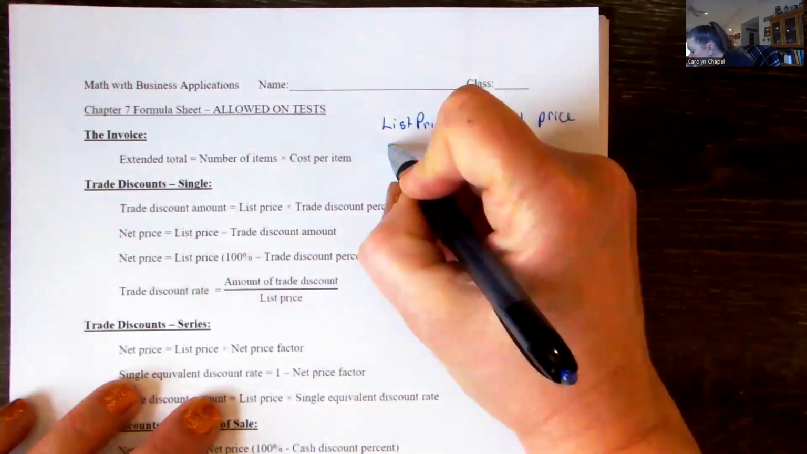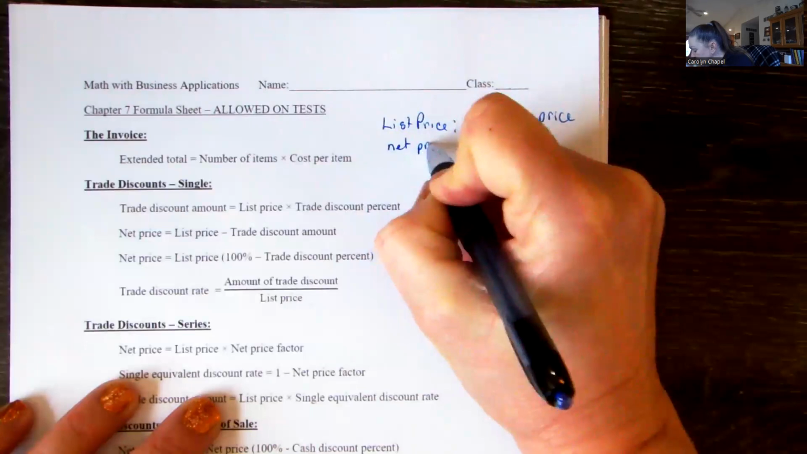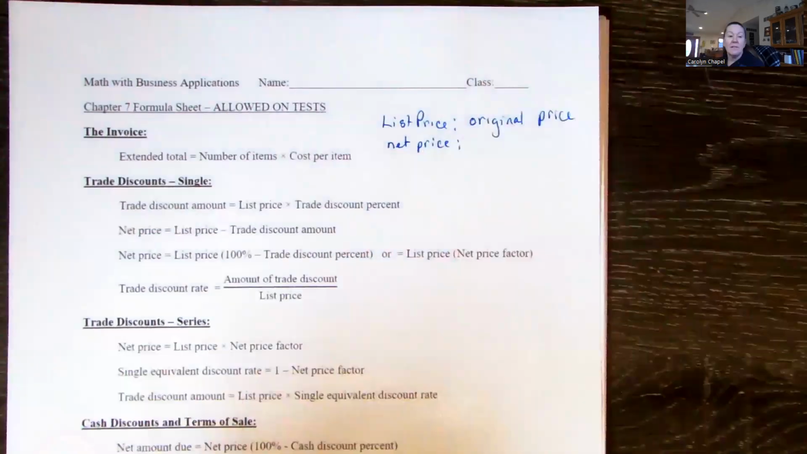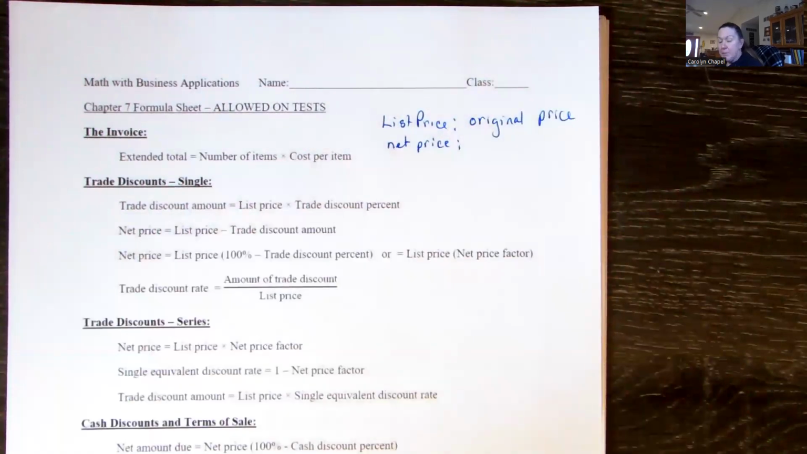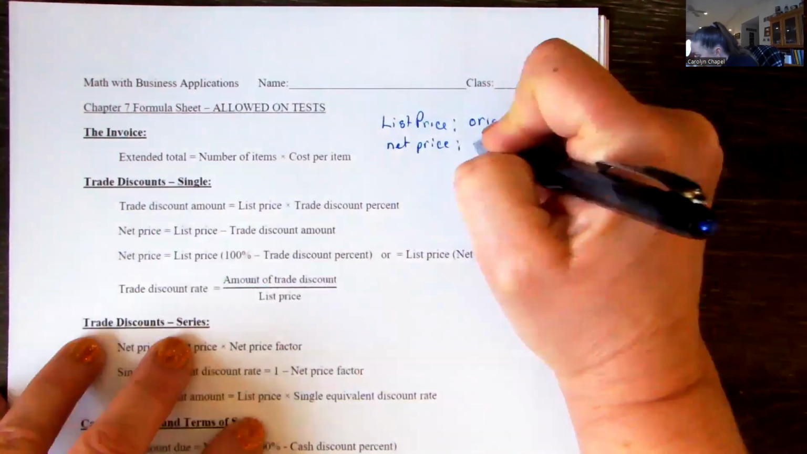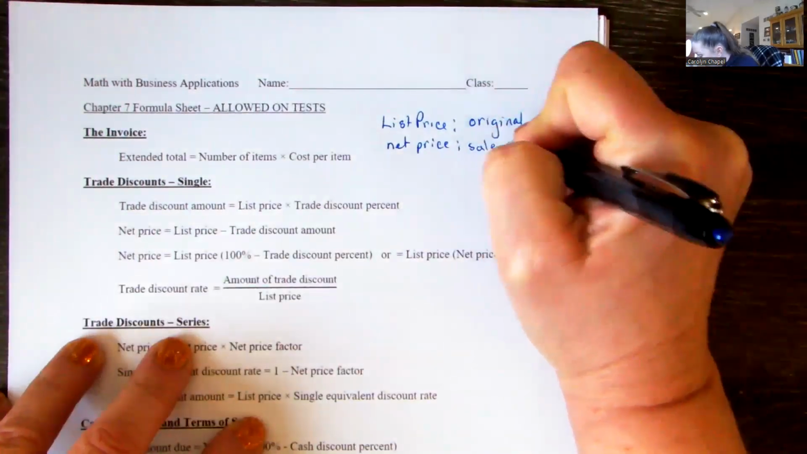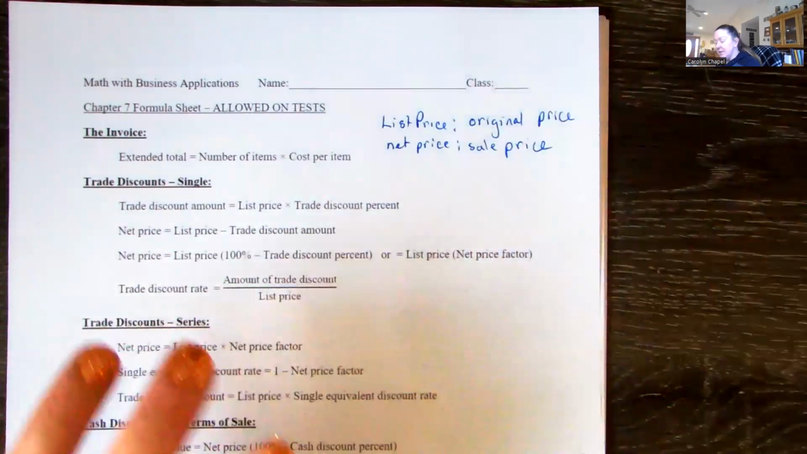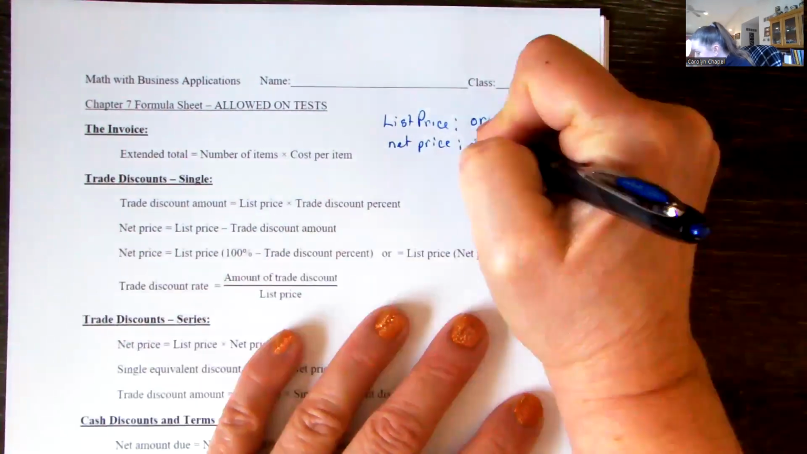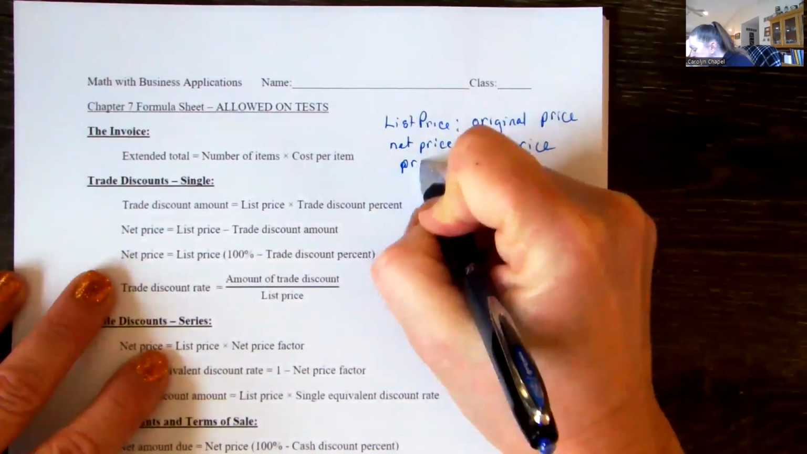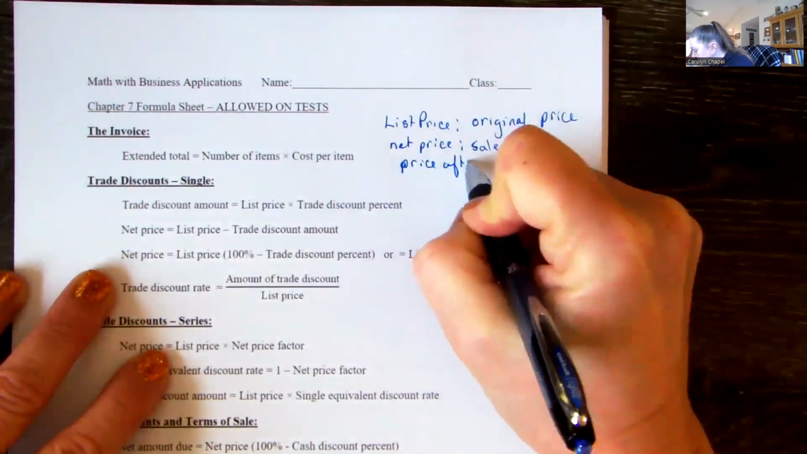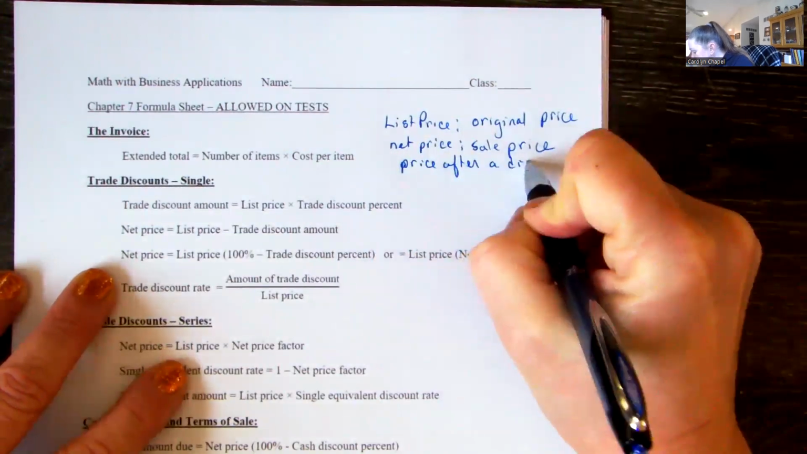Now, the other piece here that we'll see is this term net price, and we'll see that down here a couple of times. The net price is going to be that sale price. You want to think of it in terms that you may be a little bit more familiar with. So it's that sale price, the price after a discount.